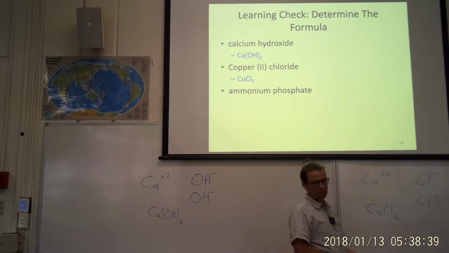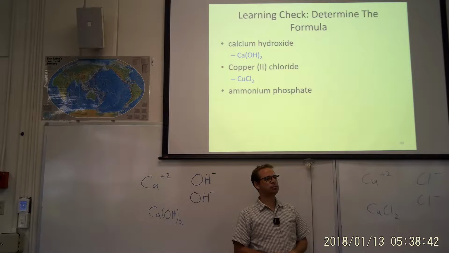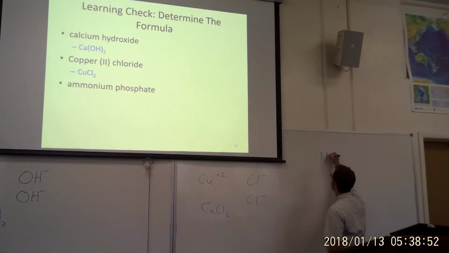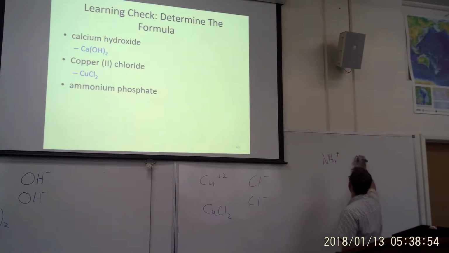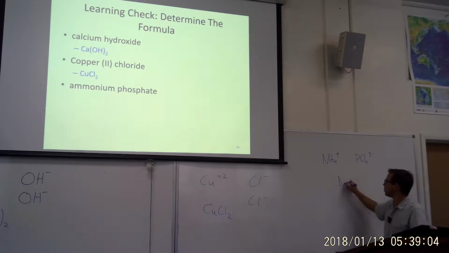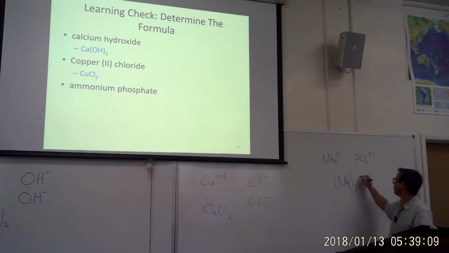And our last one here, ammonium phosphate. This is simply looking at what? Polyatomic ion table, right? And seeing that the ammonium ion looks like that. The phosphate ion looks like that, right? So these need to come together in a ratio that those charges will be neutralized. So we need how many NH4s? 3. Okay, so there's ammonium phosphate.